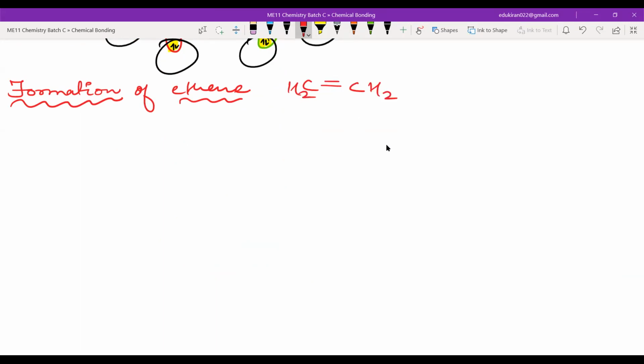Both of these carbons should have 4 bonds. Yes or no? A carbon will have how many bonds?